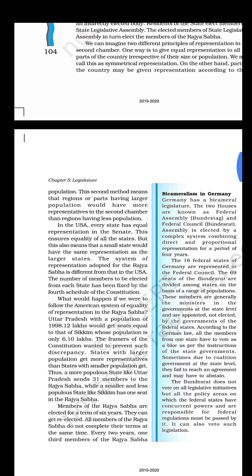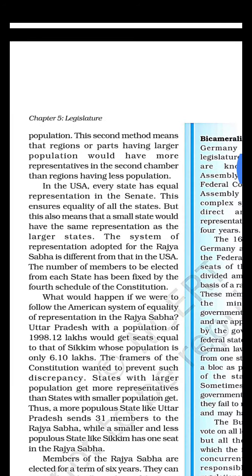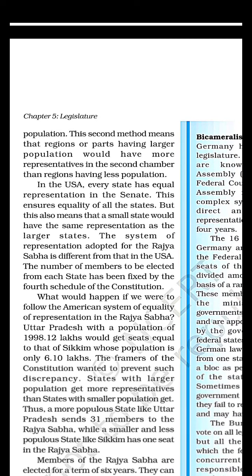In the USA, every state has equal representation in the Senate, and this ensures equality of all the states. Clear? Means there is no base of population, no geographical base, but it is based on equality. But this also means that a small state would have the same representation as a larger state.